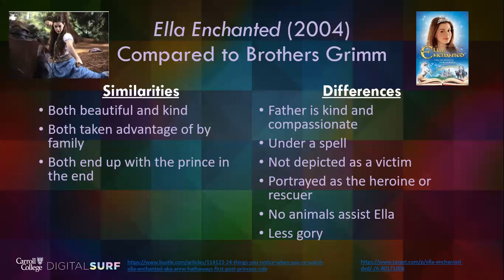Brothers Grimm is also far more gory than the theatrical adaptation, which does not portray the bloody parts of the earlier versions of this story. There are also similarities between these two versions. For example, in both versions of the Cinderella story, Cinderella, or Ella, is portrayed as kind-hearted and beautiful. They are also both taken advantage of by their families. However, they both end up with the prince and in love.